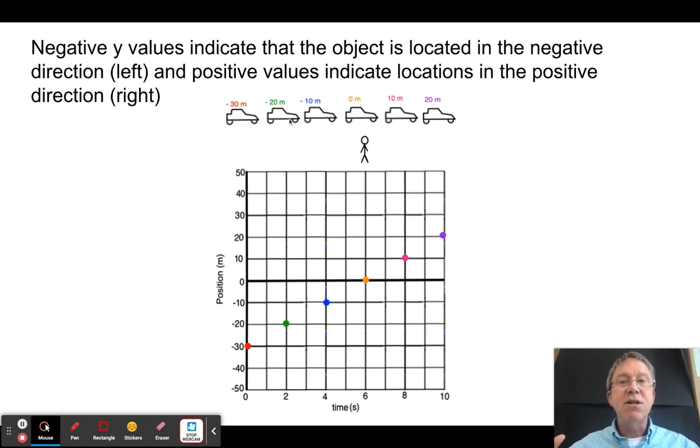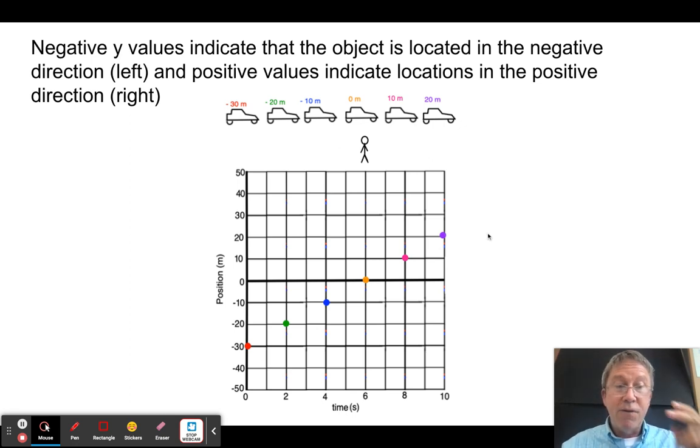2 seconds later, the car is now 20 meters away to their left, so negative 20. 2 seconds after that, at t equals 4, it's 10 meters to their left. At t equals 6 seconds, it's passing right in front of the person, so 0 meters away. 2 seconds later, at time t equals 8, it's 10 meters to their right in the positive direction. And then 2 seconds after that, it's 20 meters away in the positive direction. So I get these points here.